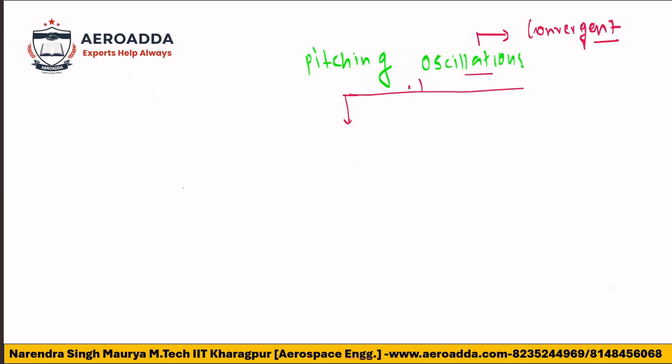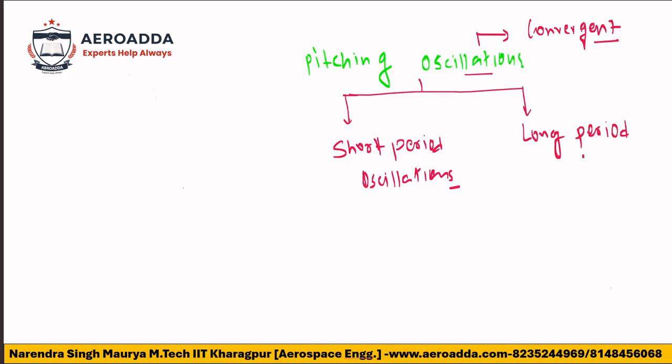But this is dynamic stability that the aircraft will achieve. How will it achieve it? There are two ways. One is nothing but short period pitching oscillation, and the second is nothing but long period oscillation.